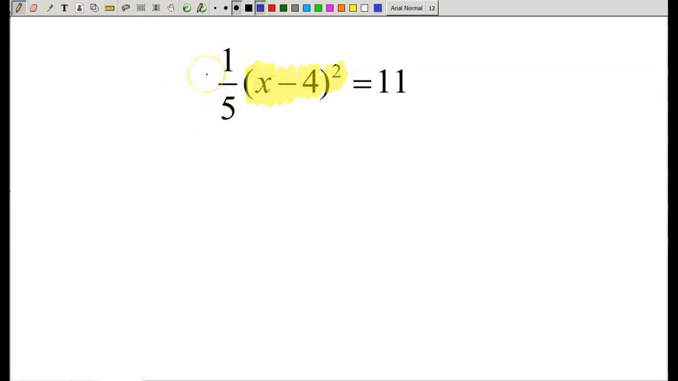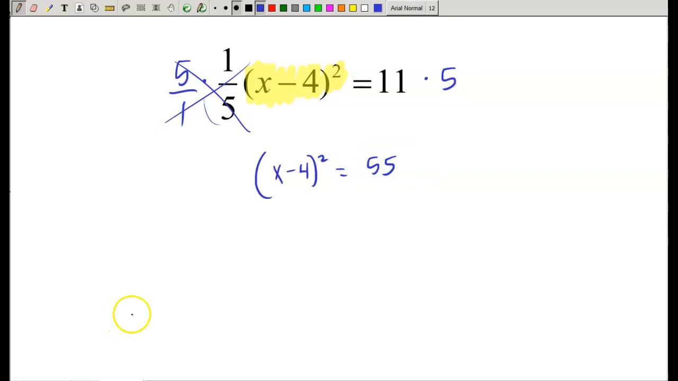So if I get (x minus 4) squared by itself, I can get rid of this 1/5 by multiplying by 5, by multiplying by its reciprocal. Then I multiply by 5 on the other side. This would cancel to 1, and I would be left with (x minus 4) squared equals 55. Now I can get rid of that square without having to expand it, just by taking a square root of the left-hand side and thus taking a square root of the right-hand side.